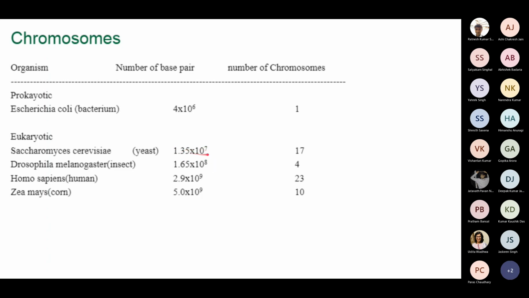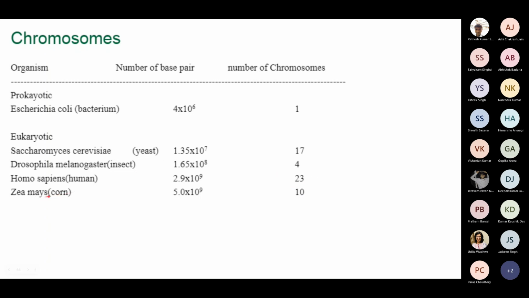The total base pairs is about 12 million, 13 million, sorry. Drosophila, which I was talking about, has about 160 million base pairs, which are organized in four chromosomes. Humans have 2.9, 3.3 billion. These numbers keep on updating, and these are organized in 23 chromosomes.